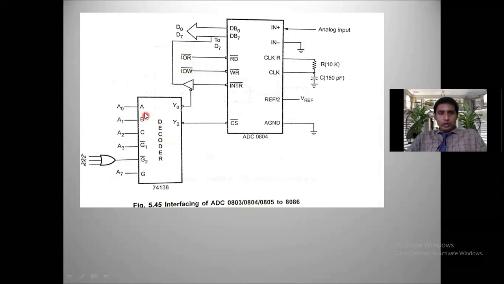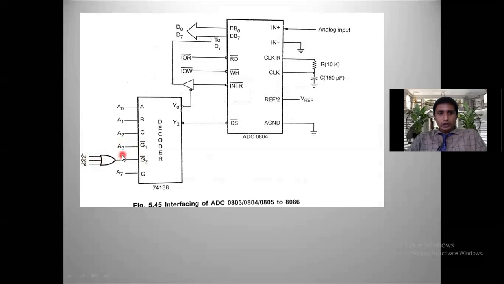This is the decoder. The decoder has 3 input signals A, B, C and 3 control signals G1 bar, G2 bar and G. We get outputs Y0 to Y7; in this case 2 are enough, but this decoder may generate a maximum of 8 outputs, activated by G1 bar, G2 bar and G. G1 bar is activated by giving 0, so A3 must be 0 for activating G1 bar. For activating G2 bar, A4, A5, A6 must be zeros.